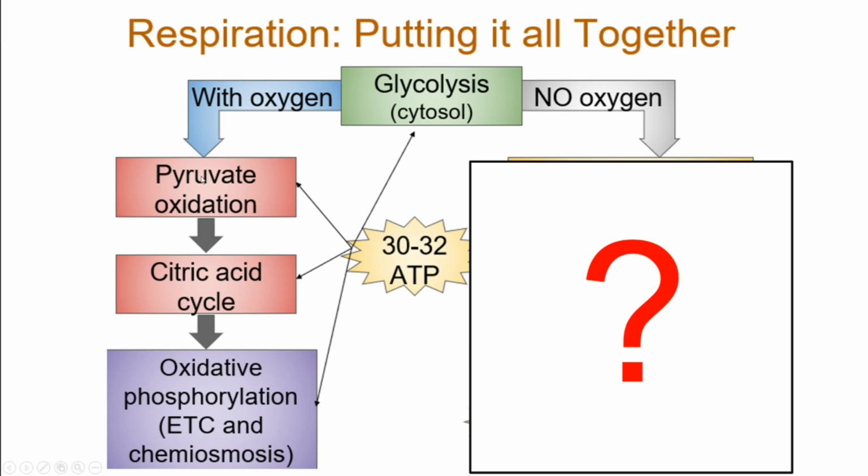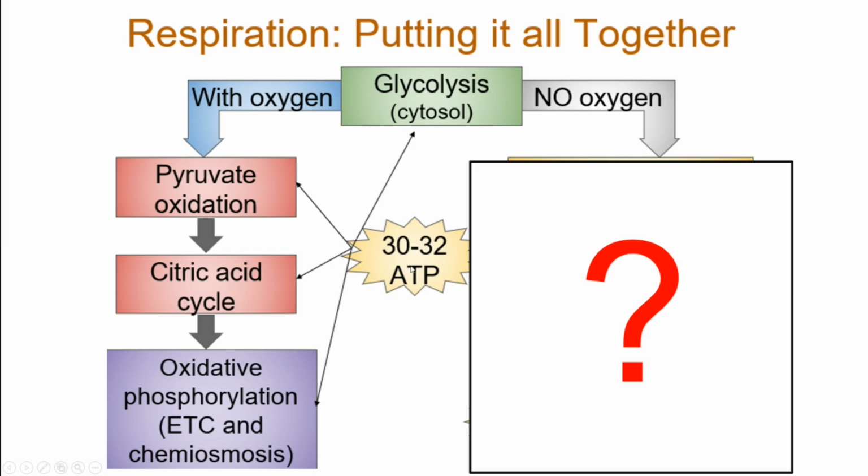But if we do have oxygen, all of these steps over here are going to occur in the mitochondria. We've got pyruvate oxidation, which is the first immediate step right before the citric acid cycle. So I consider those two things kind of closely related, but we want to make a distinction between what is pyruvate oxidation versus what is the citric acid cycle. And then finally, deeper into the mitochondria, we have oxidative phosphorylation, which is, of course, the electron transport chain and chemiosmosis. From all of that, we get a total of around 32 ATP.